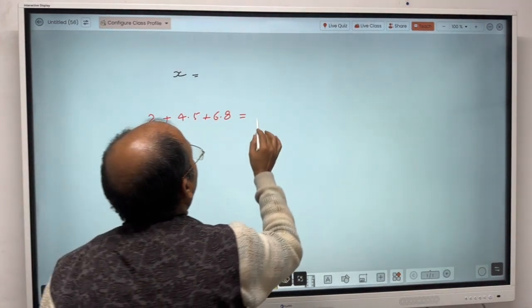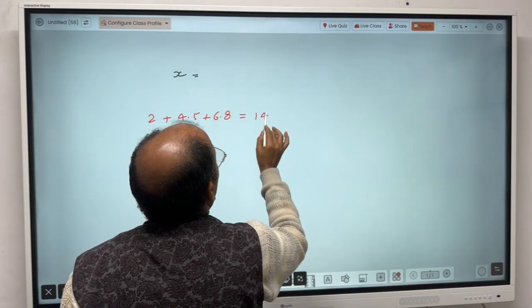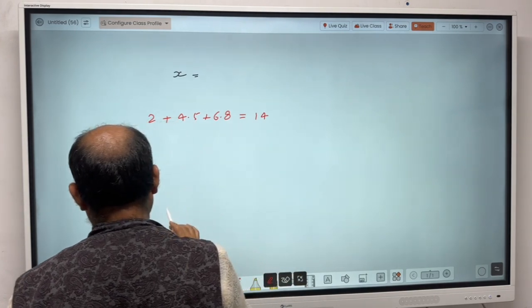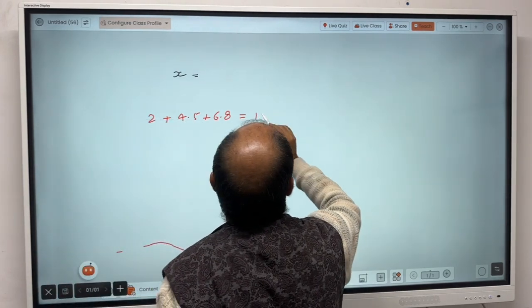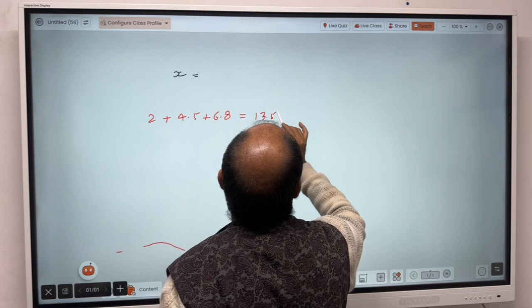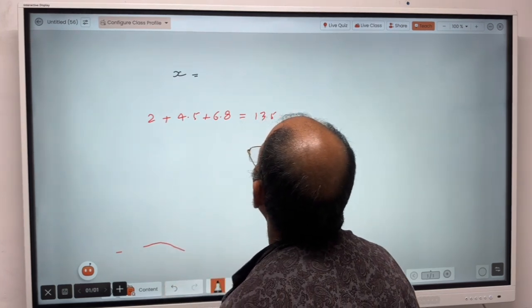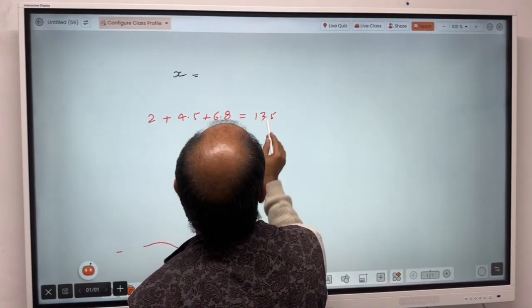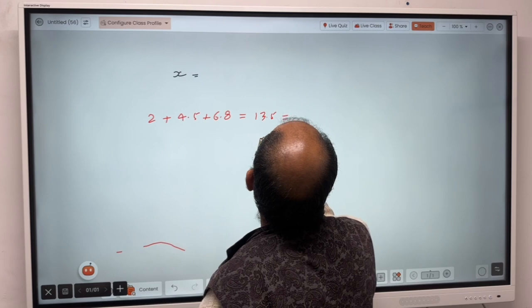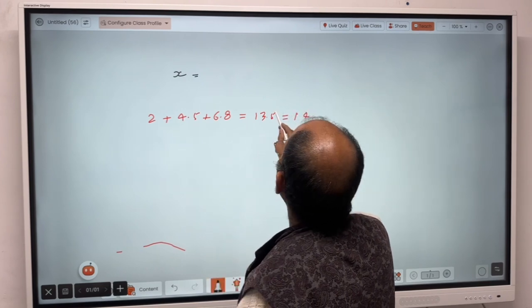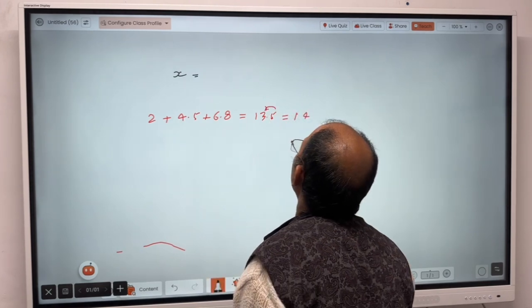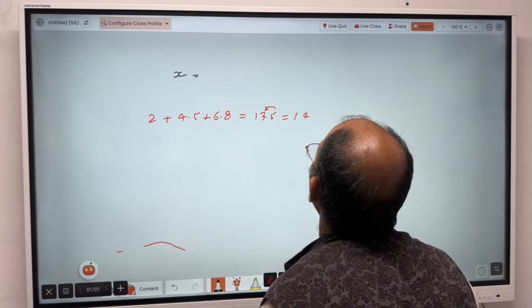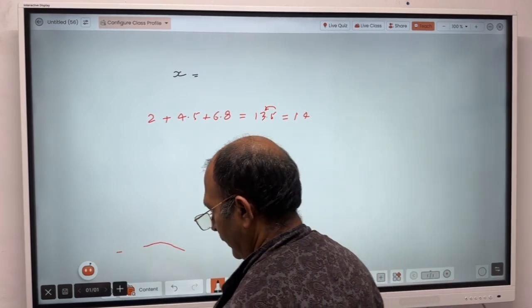So if we add, what do we get? We will get 13.5. Now we round it up to two significant digits. So this will become 14. Here, since the previous number is an odd number, definitely there will be an increment by 1.